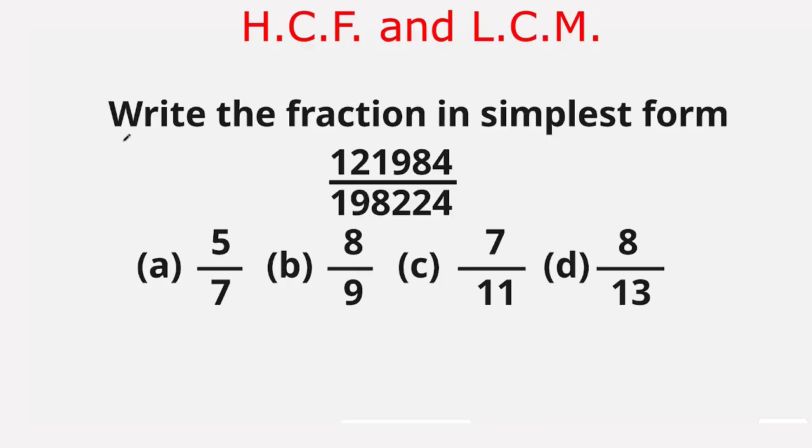Our question is, write the fraction in simplest form 121984 upon 198224. The given options are option A 5 upon 7, option B 8 upon 9, option C 7 upon 11, option D 8 upon 13.